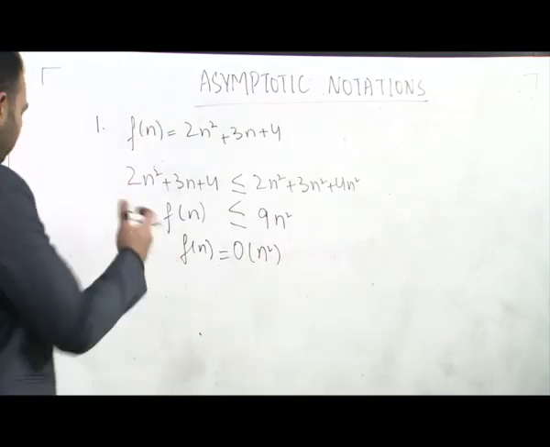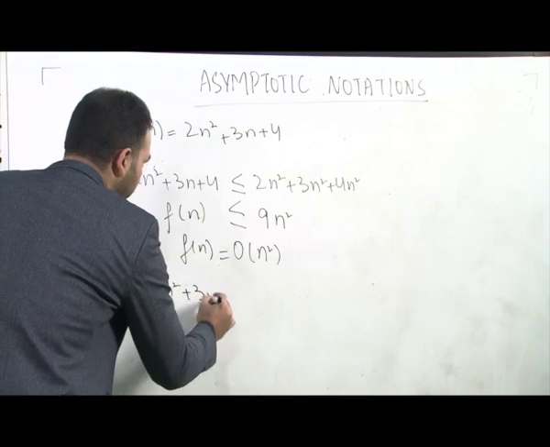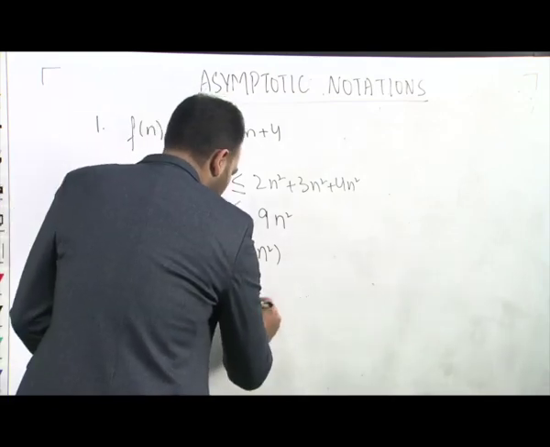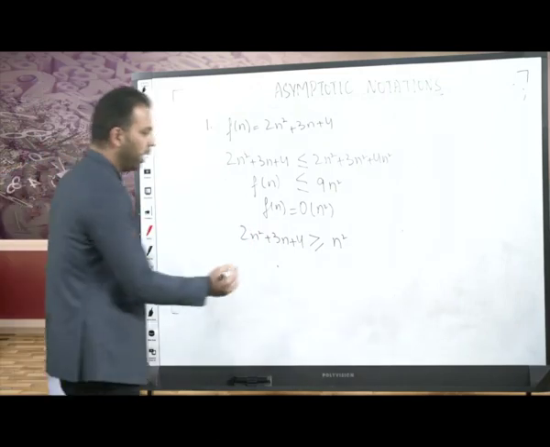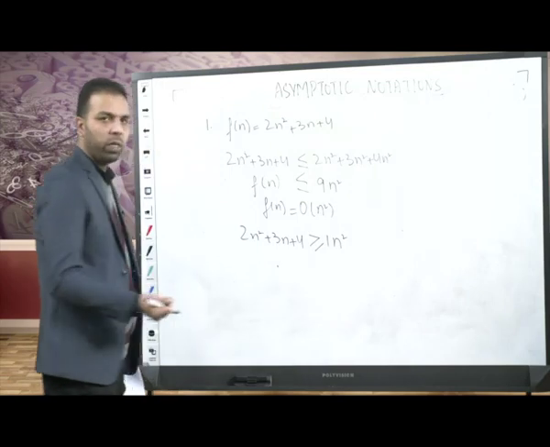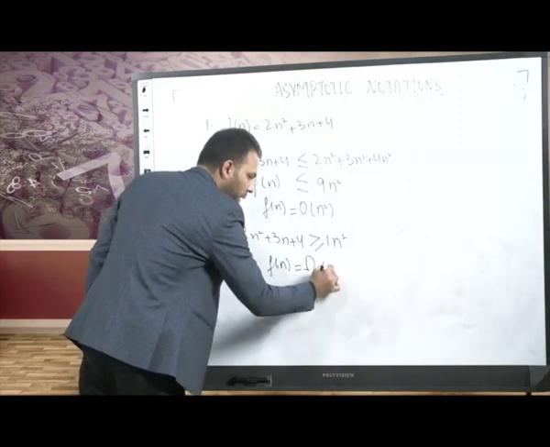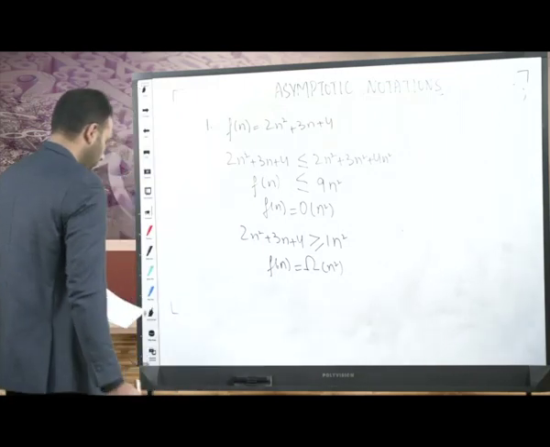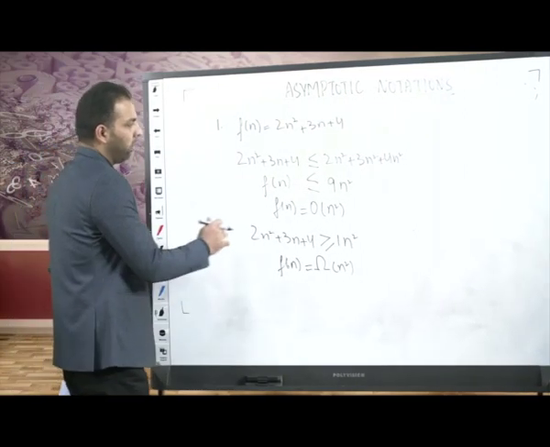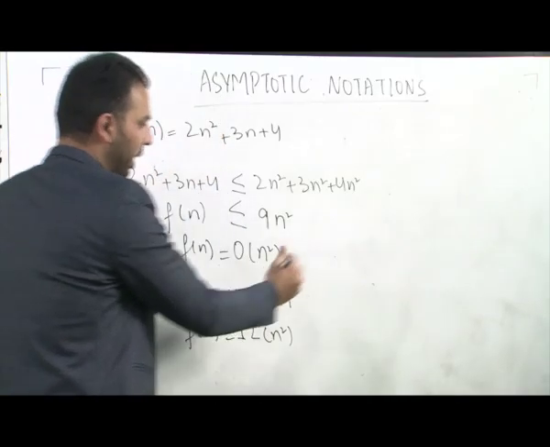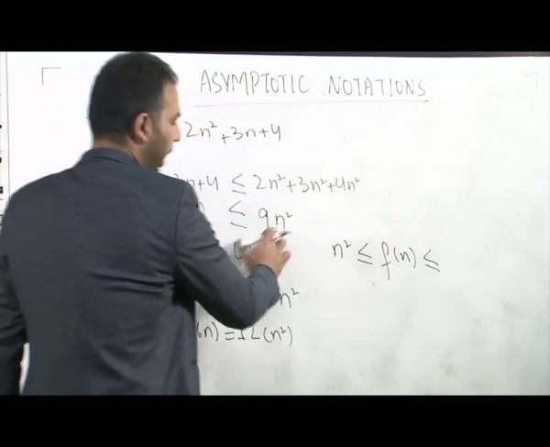Fine. Now, for the same thing, we will try to find the lower limit. We can say that 2n square plus 3n plus 4 is greater than or equal to n square. We have omitted these two terms, so it will be obviously greater than that. Here c is 1 and your n0 is again 1. So we can say that your f of n is equal to omega of n square. Fine. So we can again put it in the same way as we did with the previous example. What we'll do is that we can say n square is less than or equal to your f of n, which is less than or equal to 9n square.